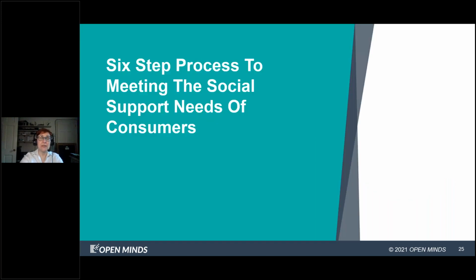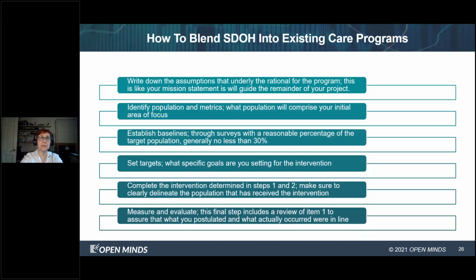And then our next section is our 6-step process to intertwining social determinants of health and social support needs of consumers into your existing program. So, basically, you want to start with what are the assumptions that underlie the rationale for us to do this? What is the kind of mission statement for this component of the project? What are the metrics? What population is going to comprise your focus? How are you going to measure?